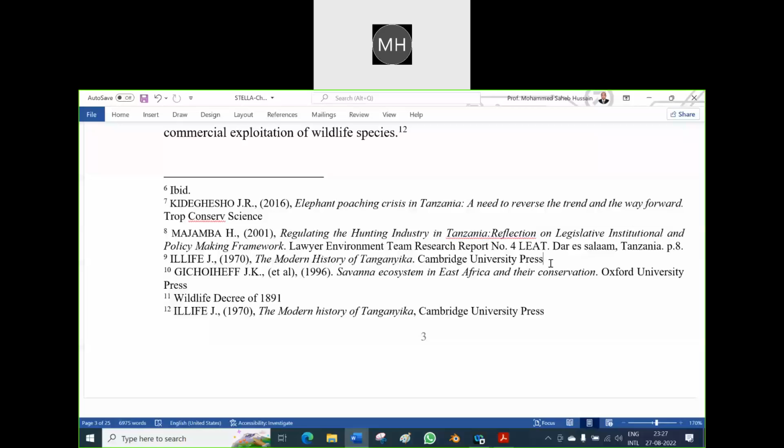Cambridge University Press is the publisher name, which means Cambridge University Press is the publisher. And of course you have to write the place also. When you write Cambridge, comma, Cambridge University Press. The year you already mentioned after the author, so you need not worry. If the pages are there, you can mention them. Otherwise, you need not mention them.